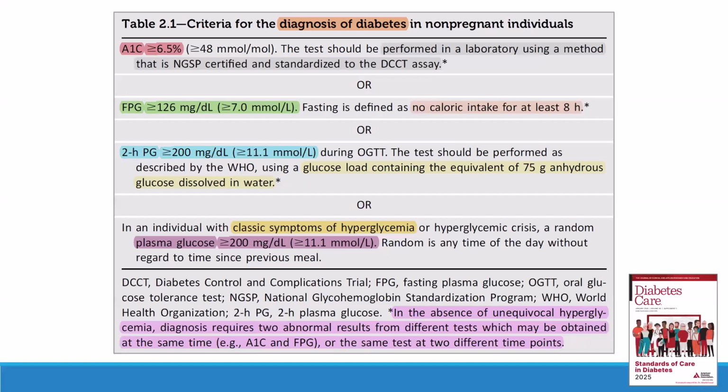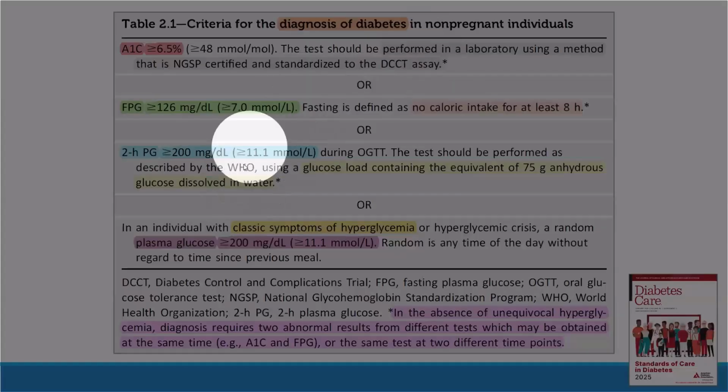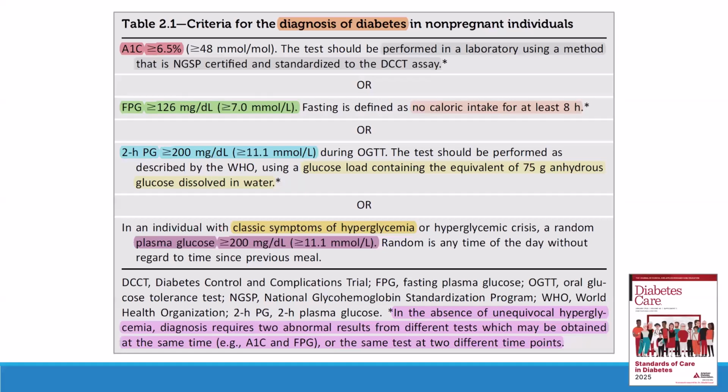To diagnose diabetes mellitus, we require two different abnormal values, except classical symptoms plus random more than 11.1. This is very, very important. So don't forget that in the absence of unequivocal hyperglycemia, diagnosis requires two abnormal results from different tests, which may be obtained at the same time, hemoglobin A1C and fasting, or the same test at two different time points, like fasting and 2-hour post oral glucose tolerance test. This is very, very important. So one abnormal value is not diagnostic.